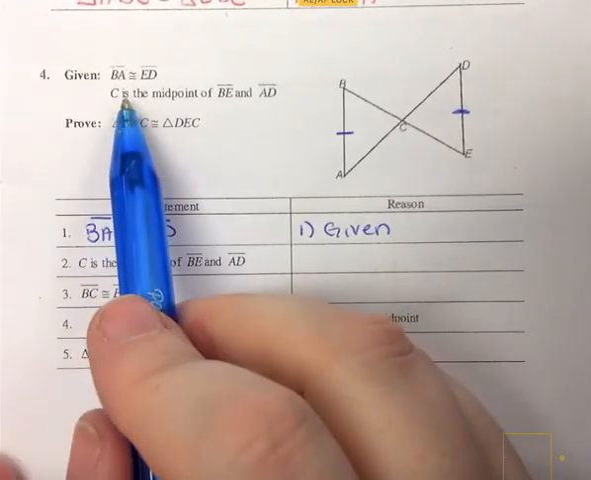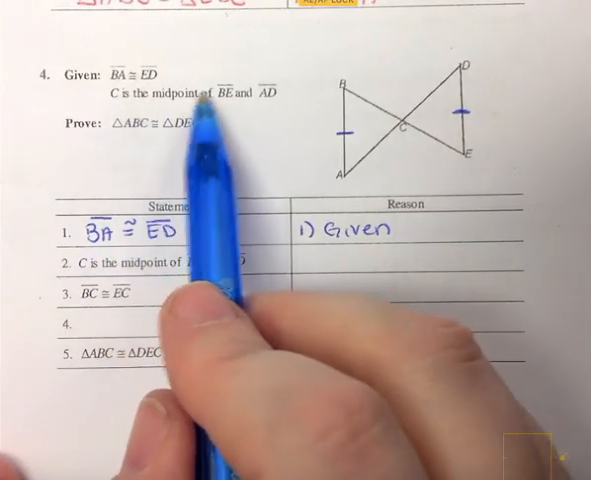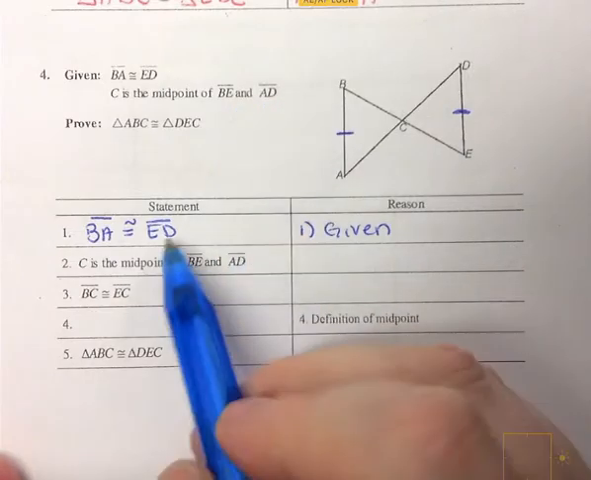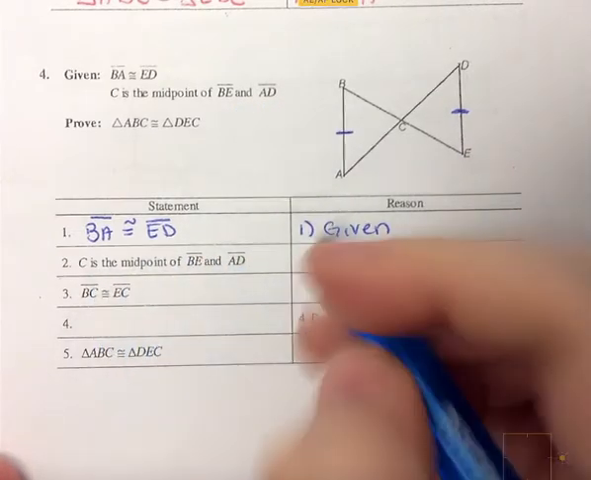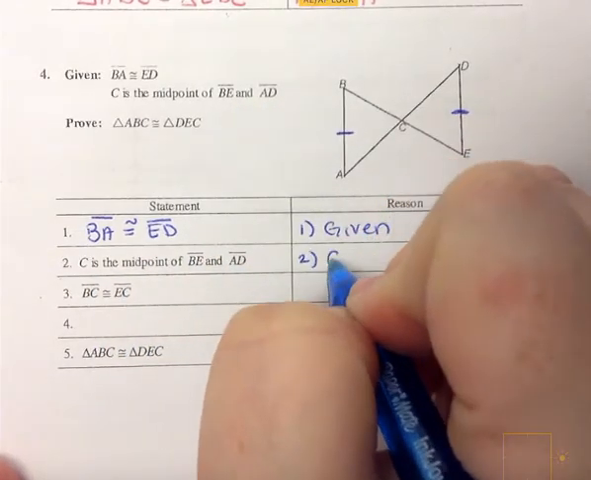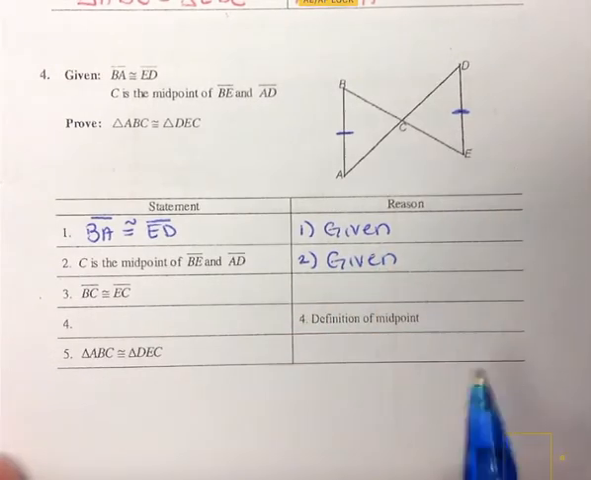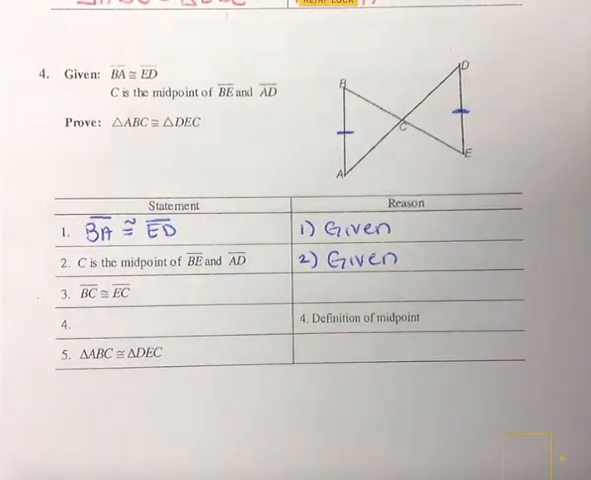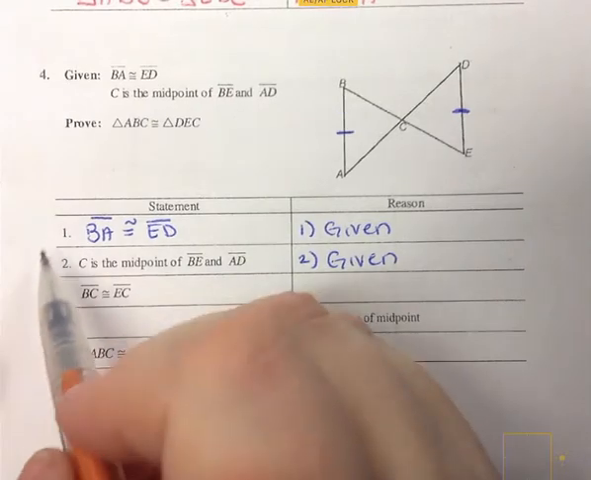Then statement 2 comes from your given. C is the midpoint of segment BE and segment AD. That is the exact same thing written. So reason 2 is given. That's all of our given. So now I'm going to go through and see if I have anything I can write.